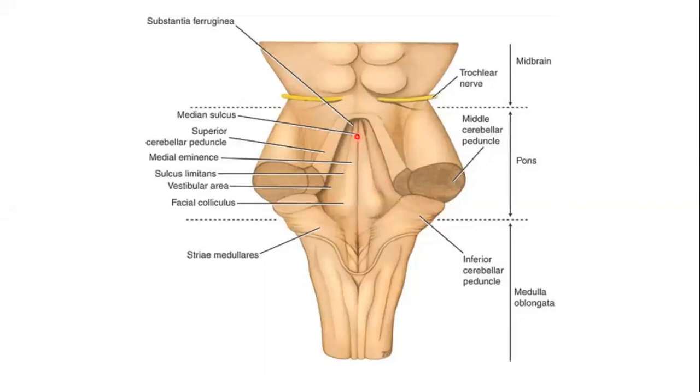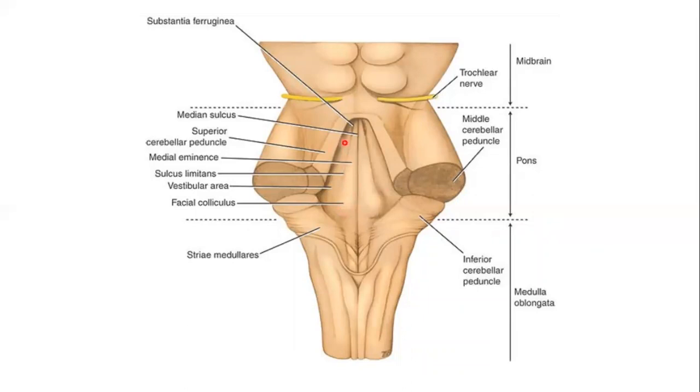Lateral to this median sulcus is an elevation, which is the medial eminence. The lower part of this is the facial colliculus, an even bigger impression. This is produced by the winding around of the nerve fibers of the facial nerve around the abducens nerve. I will show you a separate picture for that.